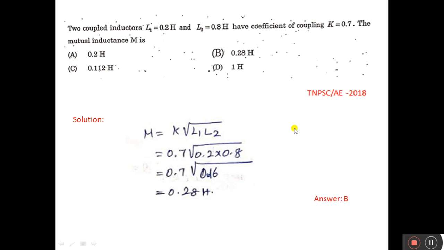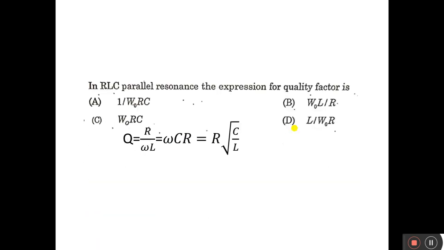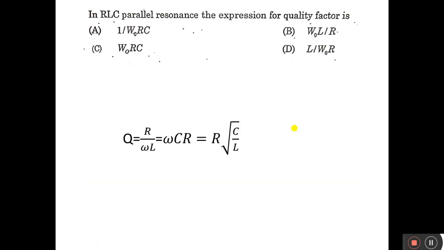So answer B is correct one. Next question. In RLC parallel resonance, the expression for quality factor. Option A 1 by omega naught RC, option B omega naught L by R, option C omega naught RC, option D L by omega naught R. So this question also asked in TNPSC Assistant Engineer 2018.